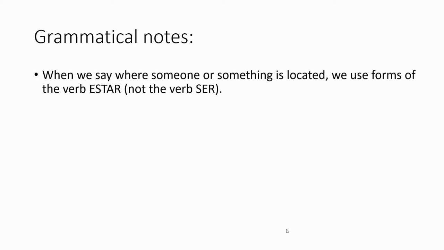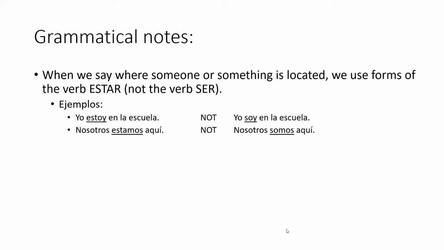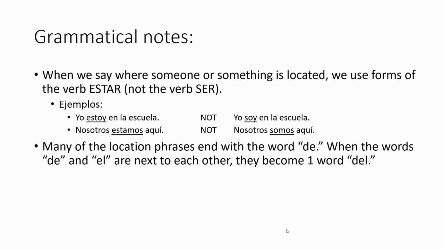Some grammatical notes. When we say where someone or something is located, we use forms of the verb estar. Estar means to be, and there's another verb in Spanish that means to be, which is ser. We use that verb for things like I am tall, he is short. We have soy, eres, es, somos, sois, and son. But we do not use that verb for things and their location. We use estar instead. For example, yo estoy en la escuela, not yo soy en la escuela. Nosotros estamos aquí, not nosotros somos aquí. So again, we use the verb estar, not ser, to say where people and things are located.